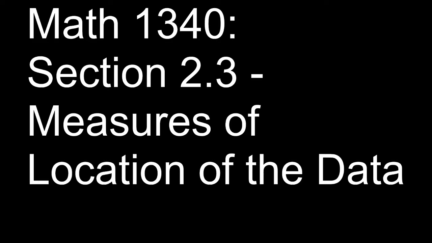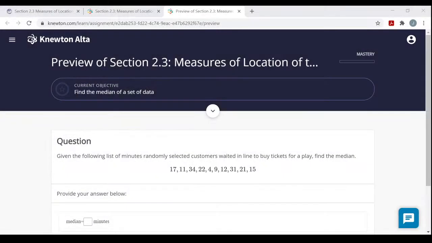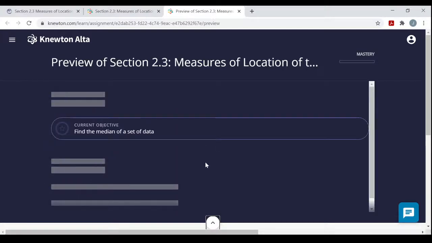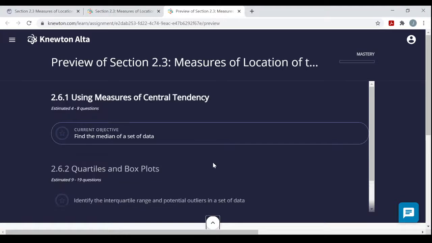I'm just going to start off right away with a preview of what you're going to be seeing in KnewtonAlta. There's a section 2.3, Measures of Location of the Data. Again, you have your title, mastery bar, the objectives, and your progress on those objectives.